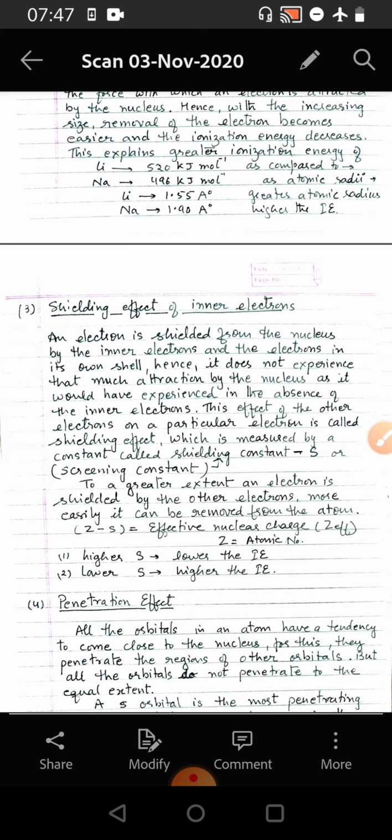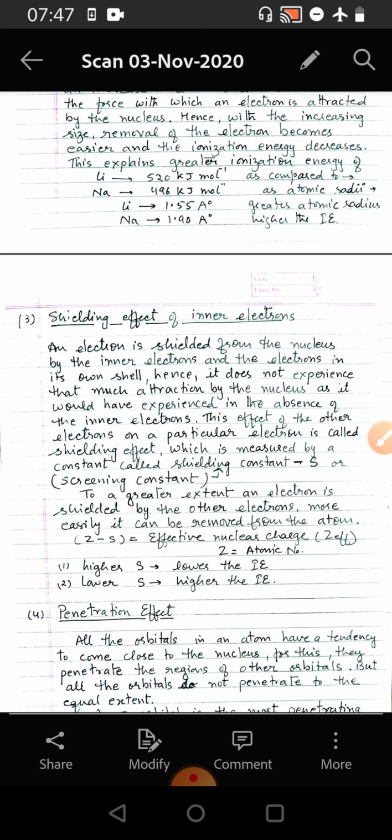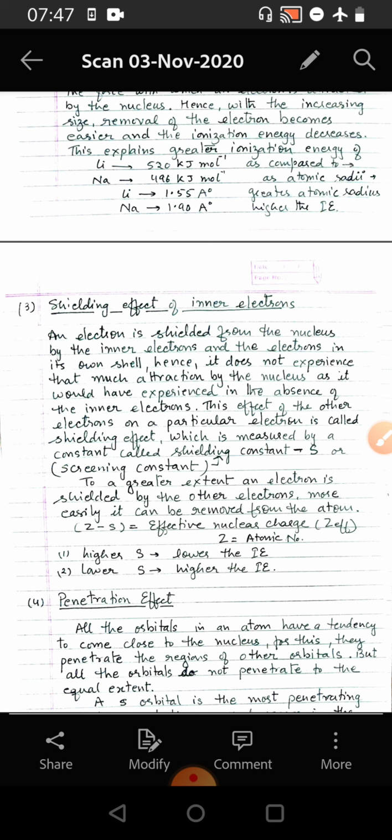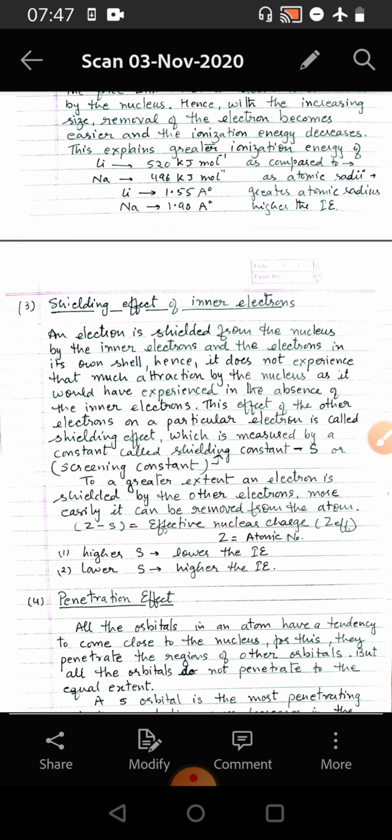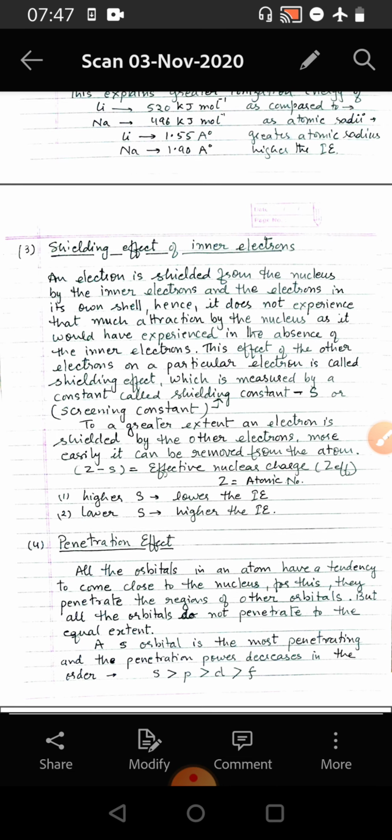Lithium is 1.55 angstrom, whereas sodium is 1.90 angstrom. So we see that the atomic radius of sodium is higher than that of lithium, so its ionization energy is lower than that of lithium.